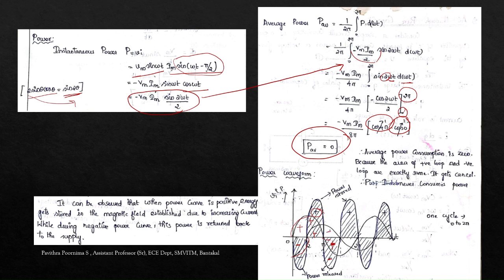The voltage is negative, the current is positive. The minus into plus is minus. So the power is minus here. And the last instant, 3 pi by 2 to 2 pi.